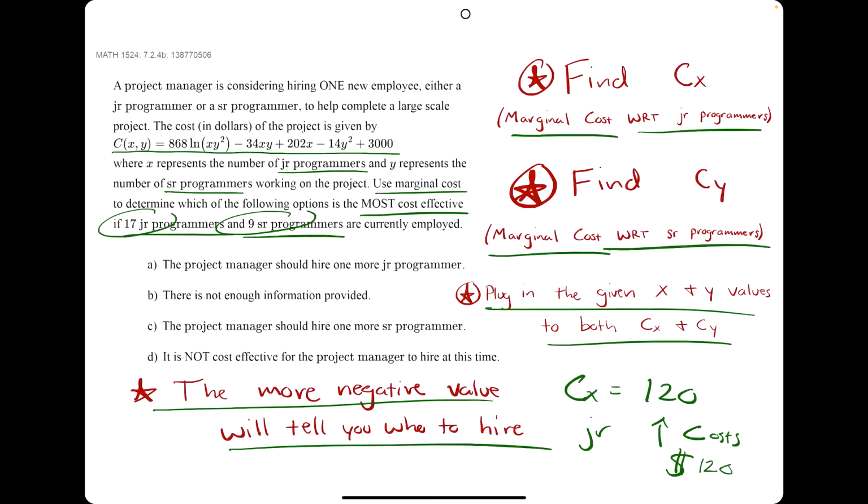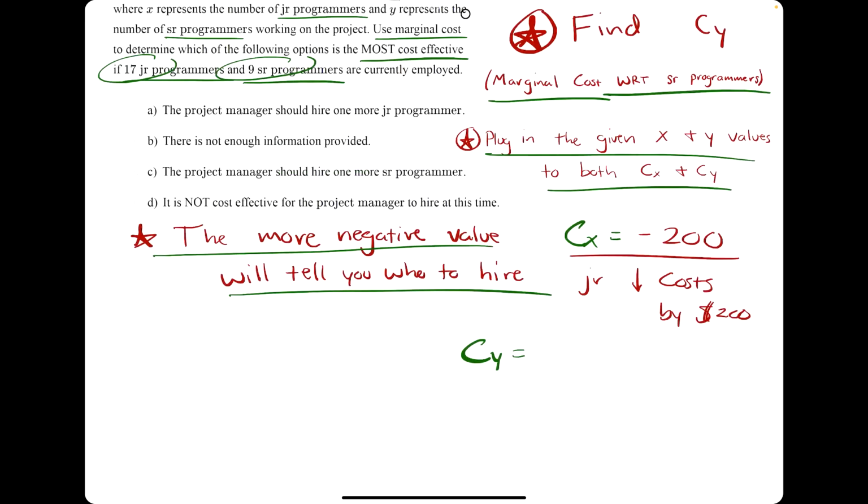And that's not good. That's not cost effective because it's going to cost the company that much if they hire one more junior programmer. But let's say when you plug in the x and y values, you find that Cx is negative 200. This is cost effective because what this means is if you hire one more junior programmer, it's going to lower the cost by $200, and that's really good. However, if you find that Cy is negative 300, then what that says is if you hire one more senior programmer, then that will actually lower the cost by $300 for the company. And that is even more cost effective because it's a more negative value.